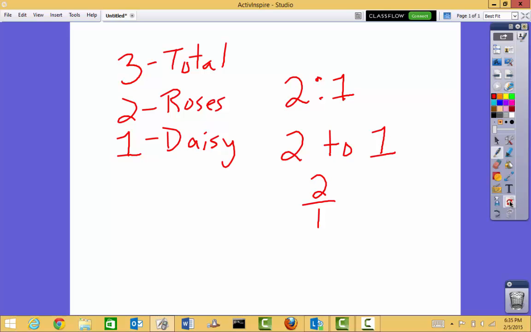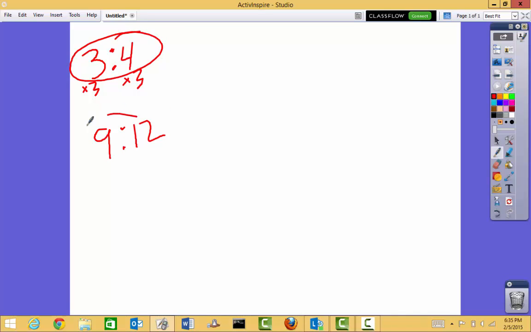Okay, let's look at our next problem. If for every 3 boys in the class, there are 4 girls, what is an equivalent ratio? Well, for equivalent ratios, whatever I do to the left, I do to the right. So if I multiply the left side by 2, I multiply the right side by 2. If I multiply the left side by 3, I multiply the right side by 3. So an equivalent ratio could be 3 times 3 is 9, 4 times 3 is 12. So these are equivalent ratios.